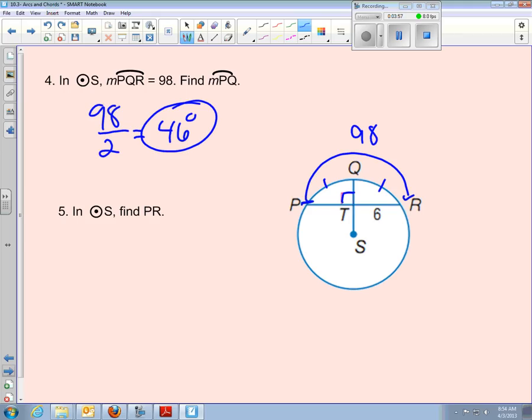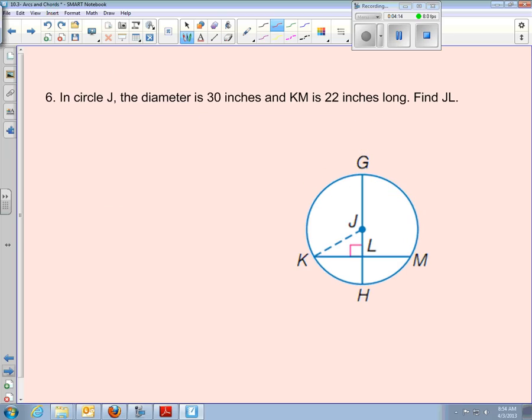All right, so it says in circle S, find PR. Well, again, perpendicular bisector. So these two parts of the chord are going to be congruent. So looking at that information, you come up with how long is the whole chord PR.